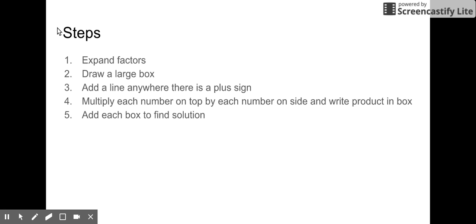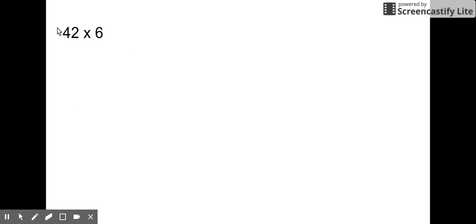When you have a problem that you're trying to solve using partial products, the first thing you're going to want to do is expand the factors, right? Each number that you're multiplying in expanded form. Then you're going to draw a large box, and then you're going to add lines anywhere there's a plus sign. Once you've set up your box, you're going to multiply each number that's on top by each number that's on the side and write the product in the box. After you've multiplied, you're going to add each number in the box to find your solution. Let's go ahead and see what that looks like in action.